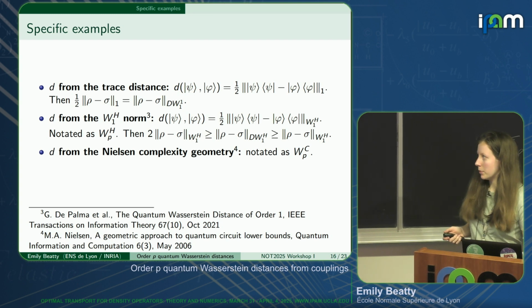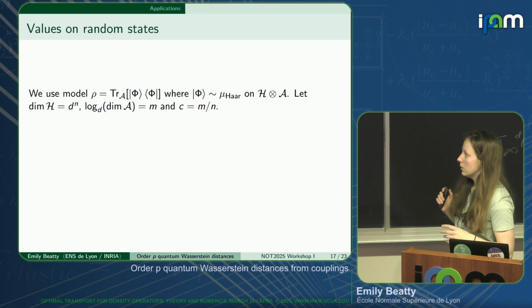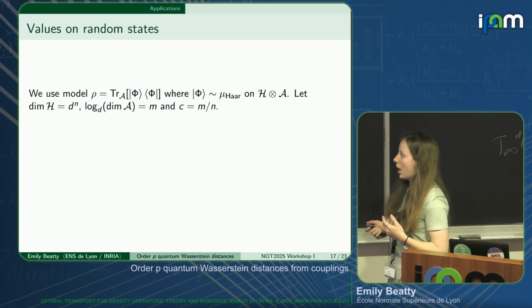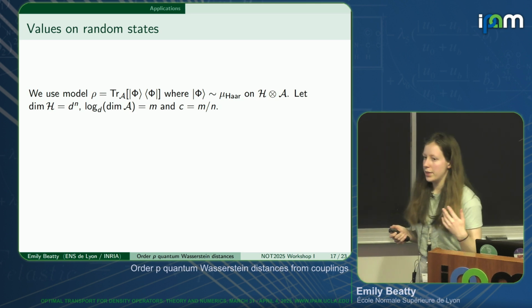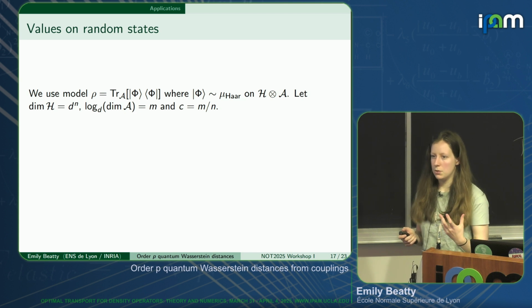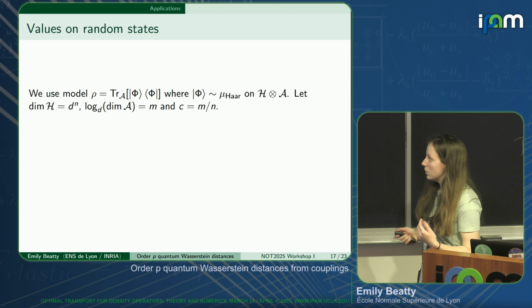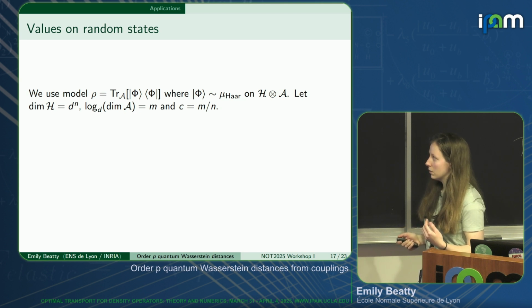Yeah, and this just allows us to talk about the computational complexity of mixed states instead of just pure states. So to get a feel for how these distances behave, we looked at what these distances look like when you look at random states. The model of random states we're using here is the standard model, where in order to construct a random mixed state on your Hilbert space H, you adjoin an ancilla A, you take a Haar-random pure state on this bipartite system, and then you trace out the ancilla, and it gives you a random mixed state rho.